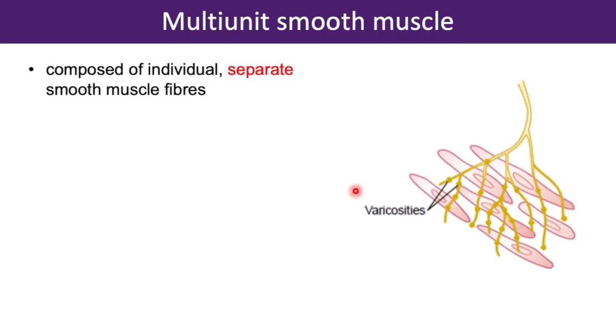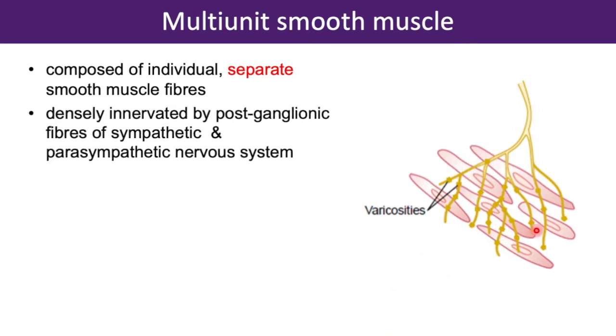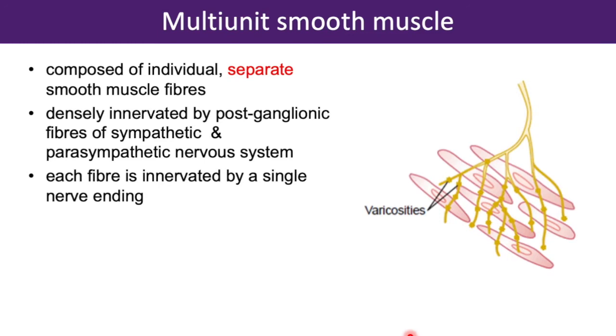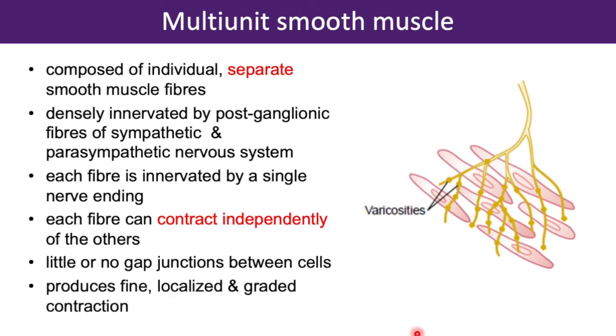Multi-unit smooth muscle is composed of individual, separate smooth muscle fibers. It is densely innervated by post-ganglionic fibers of the sympathetic and parasympathetic nervous systems. Each fiber is often innervated by a single nerve ending, so it can contract independently. There are little or no gap junctions between the cells, which is why it can produce fine, localized and graded contraction, meaning the contraction is very specific to one particular location.